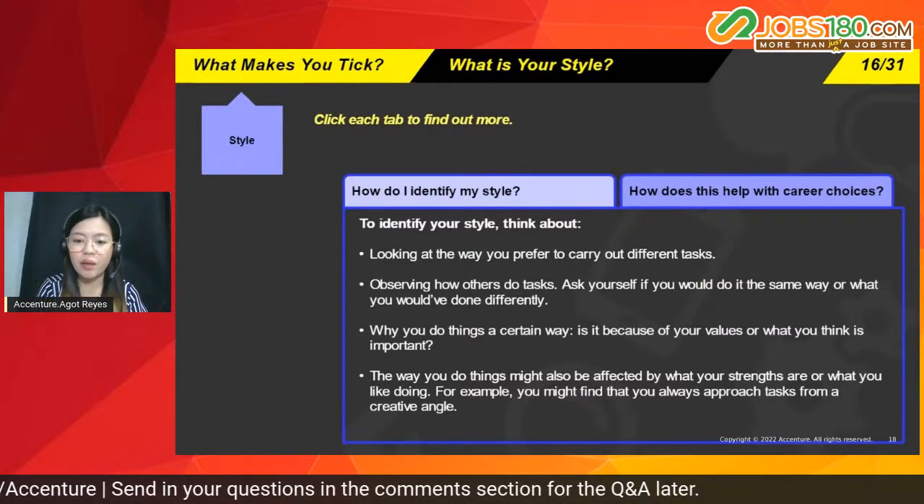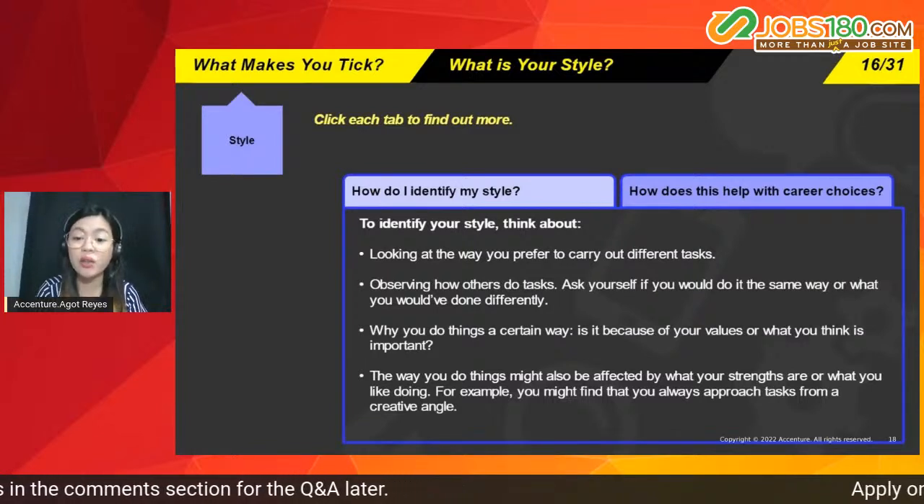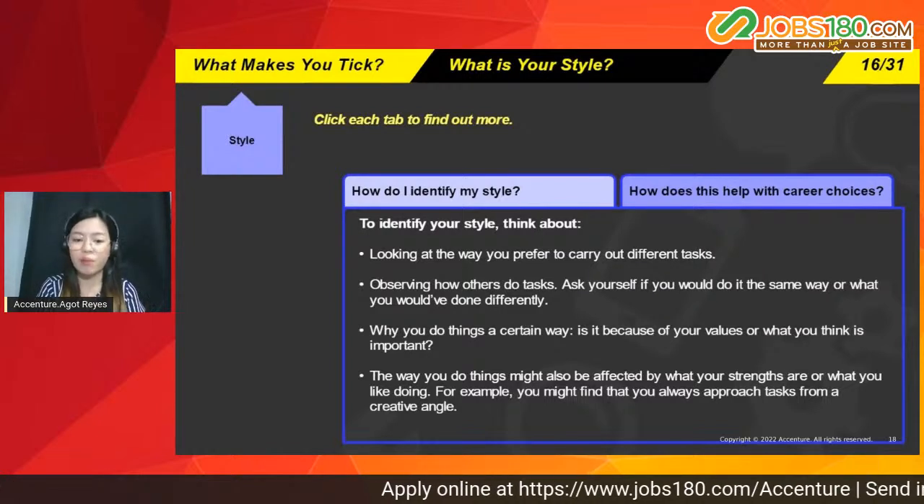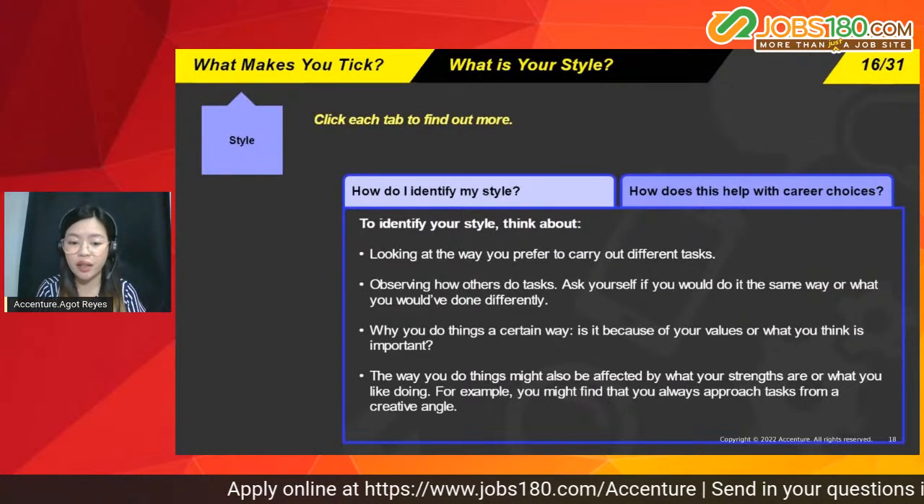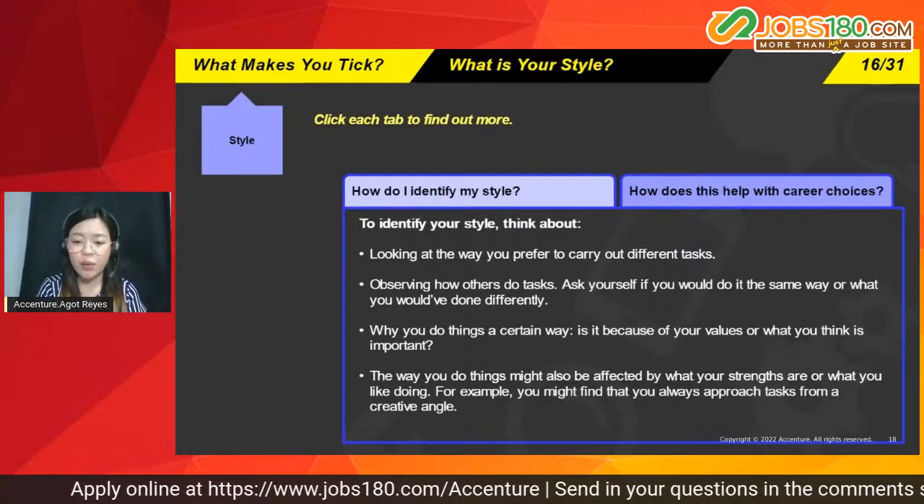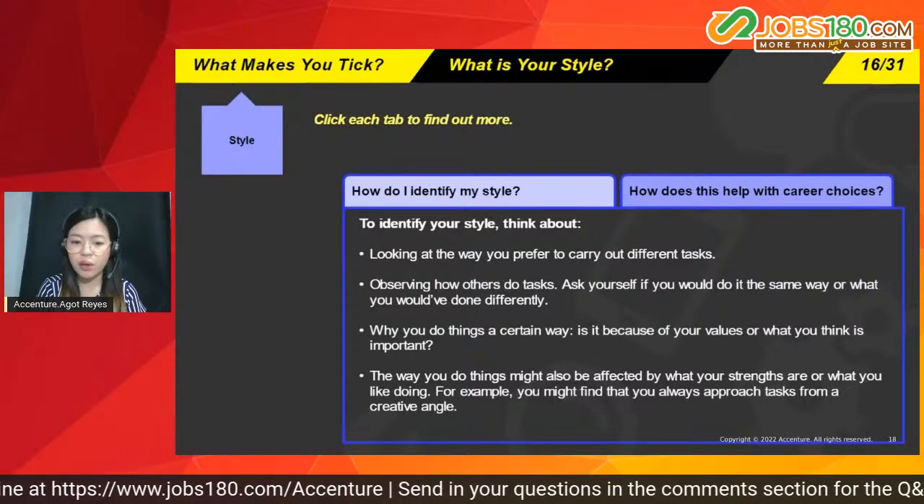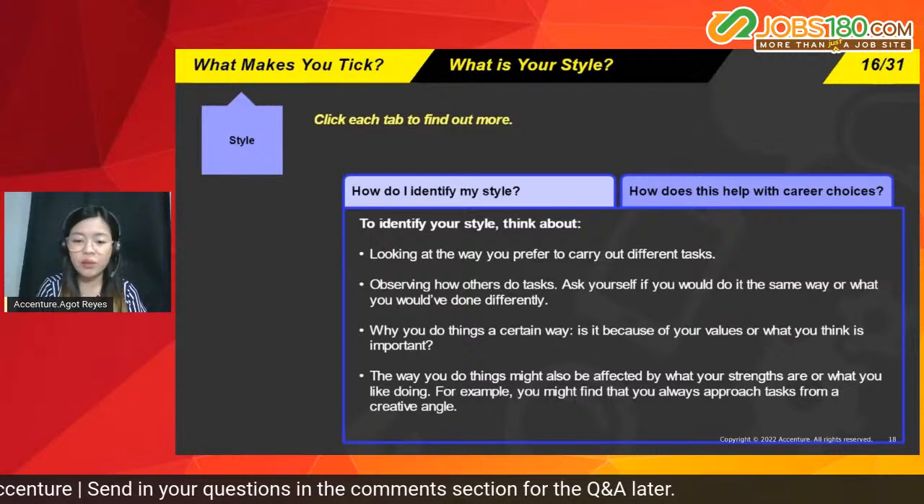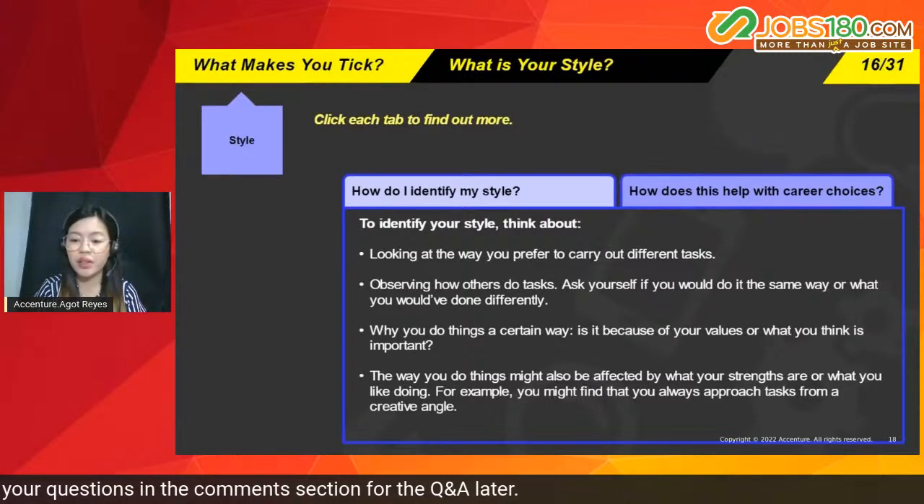So, looking at the way you prefer to carry out different tasks, yung style naman is how you want to do things. Ayan. So, observing how others do tasks, ask yourself if you would do it the same way or what you would have done differently. Why you do things a certain way? Is it because of your values or what you think is important? So the way you do things might also be affected by what your strengths are.